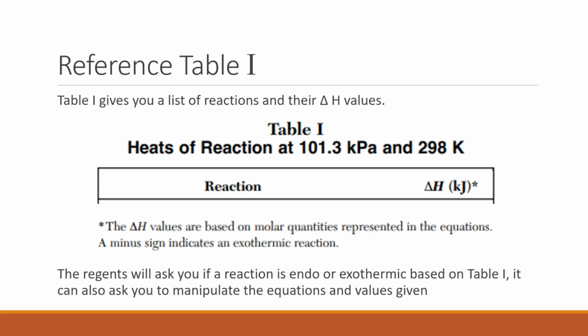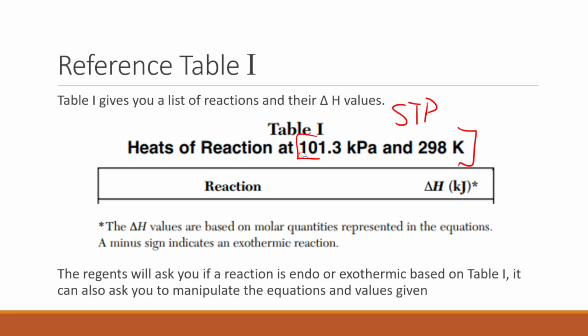To get started, we're going to look at table I. Table I, at its core, gives you a list of reactions and their delta H values. It gives you heats of reaction at 101.3 kPa and 298 Kelvin. Now remember, this is STP, standard temperature and pressure. This is not meant to throw you off. This is not meant to be anything other than reminding you that this is just the baseline for comparison to everything else.